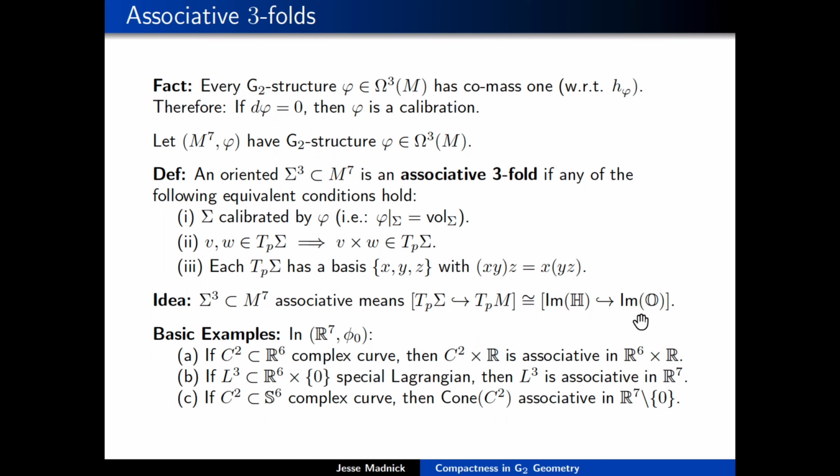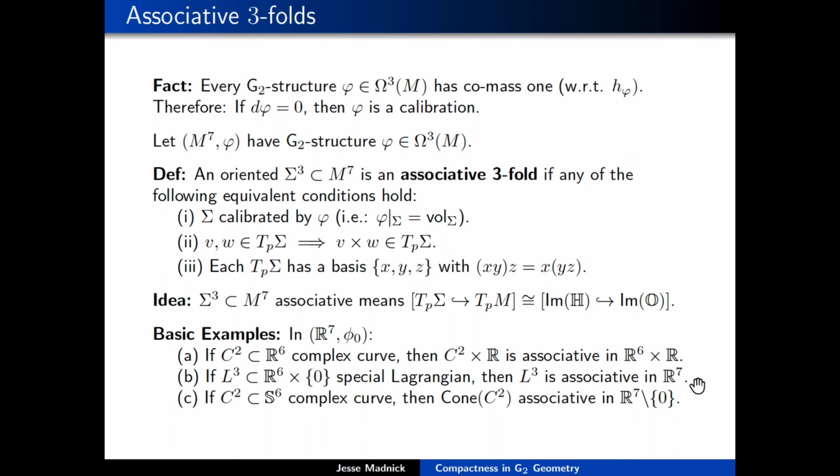Okay, so there are some very basic examples of associatives in R7 to keep in mind that show just how complicated and rich the class of associative threefolds really is. So if you have a complex curve C in R6 and you cross that complex curve with a line, you get an associative in R7. So associatives in R7 are somehow at least as complicated as complex curves in R6. Moreover, if you have a special Lagrangian in R6, let's call it L, and you just include L into R7 in the usual way, then L is an associative in R7.